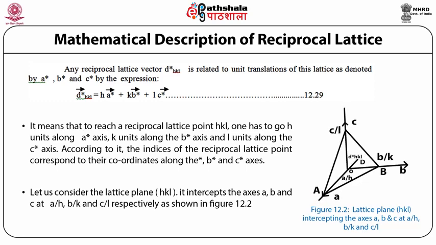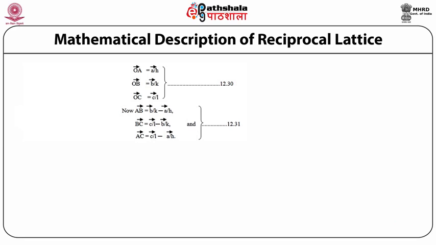It intercepts the axes a, b, and c at a/h, b/k, and c/l respectively, as shown in figure 12.2. Figure 12.2 shows lattice plane hkl intercepting the axes a, b, and c at a/h, b/k, and c/l. The vector OA equals vector a by h, vector OB equals vector b by k, vector OC equals vector c by l. All these are put as equation number 12.30.